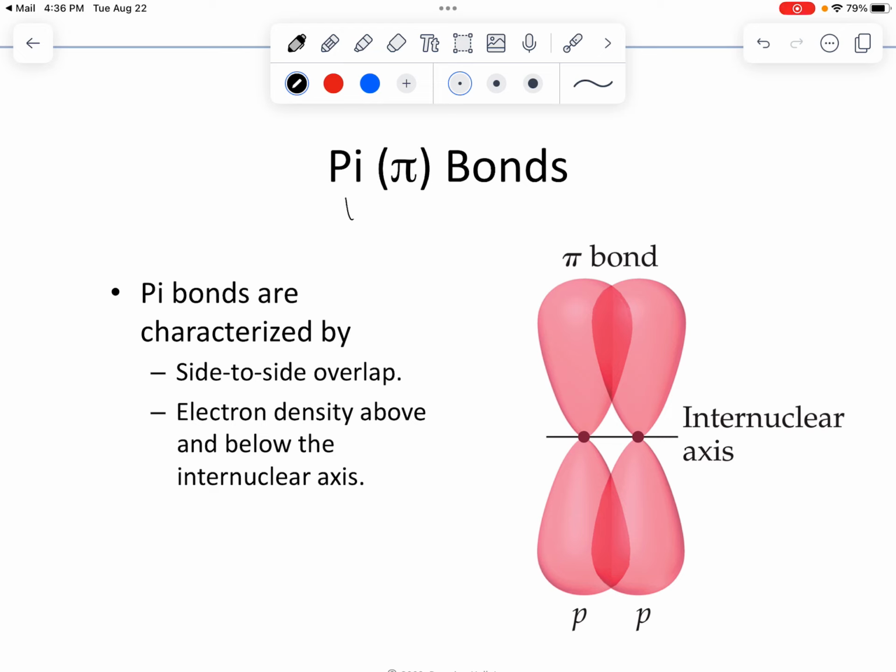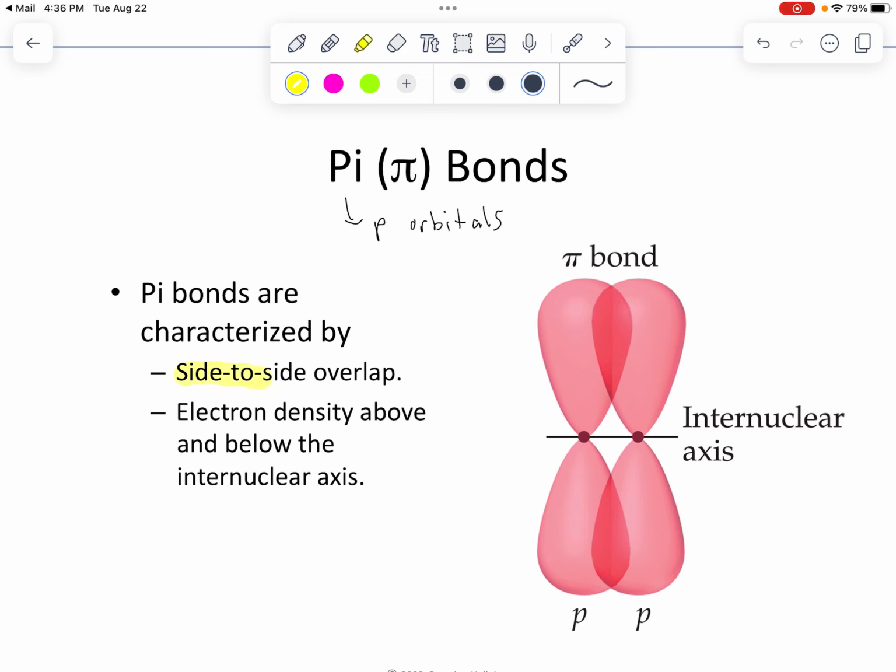Pi bond is talking about what's happening with the p orbitals. So pi is coming from what's going on to form these. It's the interaction of unhybridized p orbitals. So that's why it's called a pi bond.